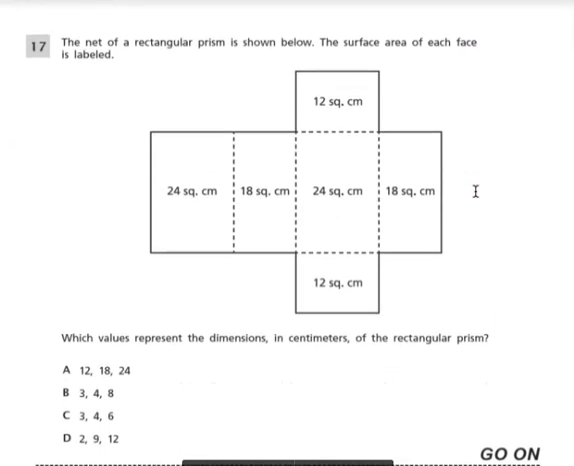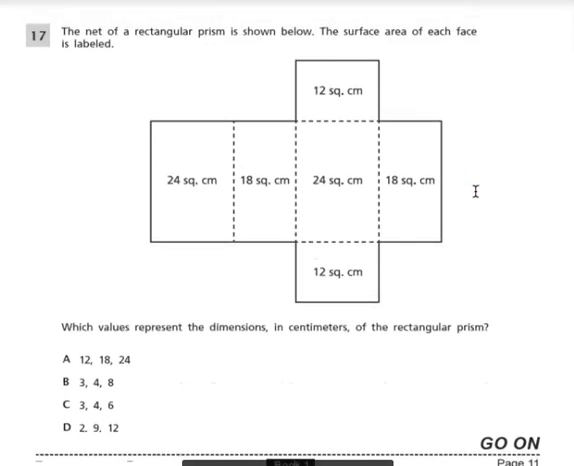Here we go. The net is a flat. When you flatten the box, it goes the net, right? So let's plot this box. A net of a rectangular prism is shown below. So this is the net. The surface area of each face is labeled. So the top, the bottom, the left, the right, like that. All the parts are there.